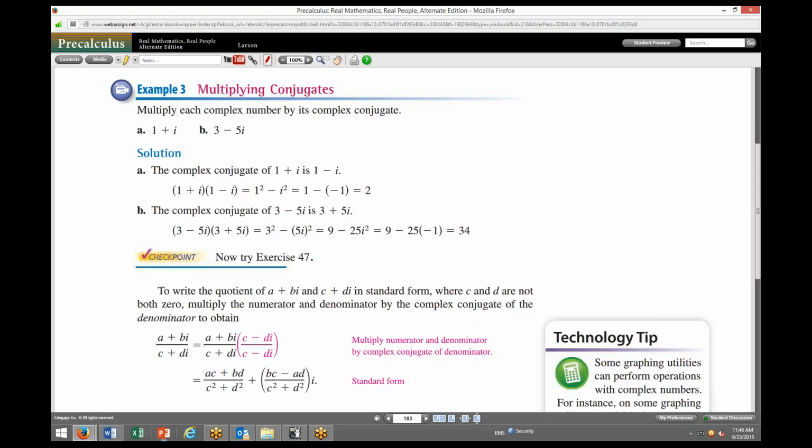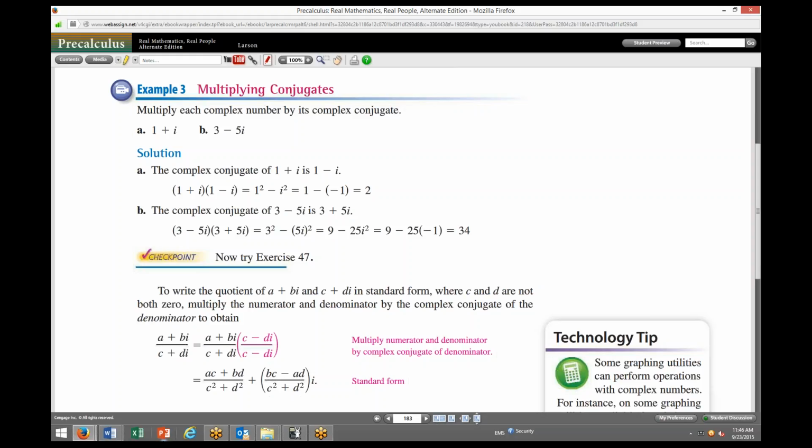Now, why is it going to be 2? Because, again, i times negative i is negative i squared. But i squared itself is negative 1. So negative of negative 1 is plus 1, and it becomes just 1 plus 1, which is 2.